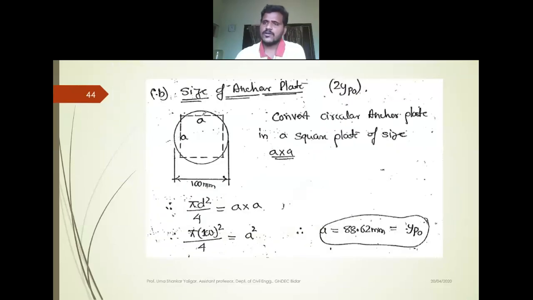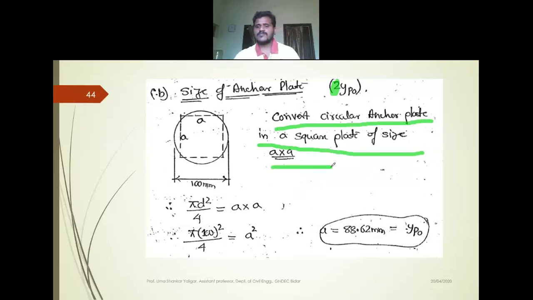Now, I already told you in the last session that the formula he has given is specially for the square plate. But here he has given a circular plate. Whenever he gives a circular plate, we need to convert it in terms of a square plate, because we have the expression based on the square plate.